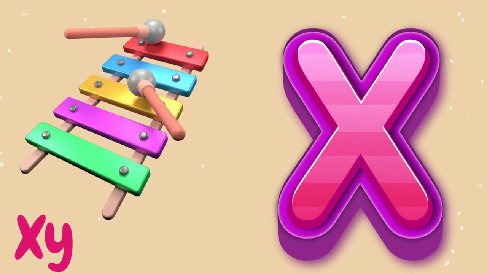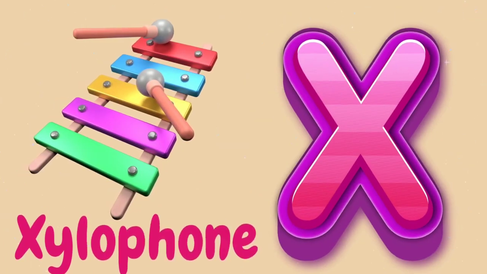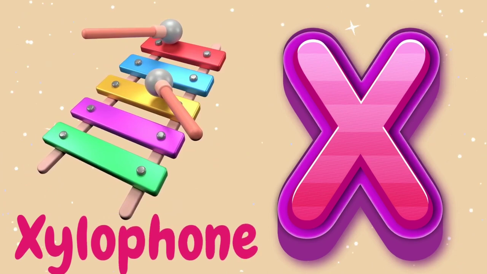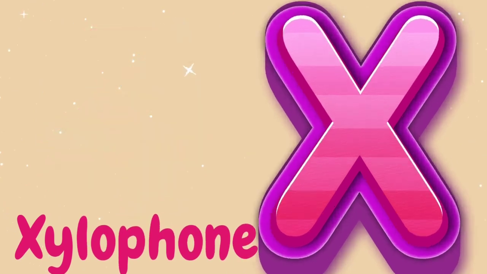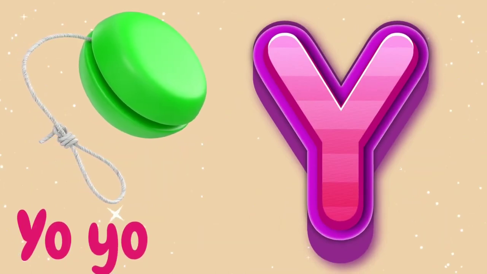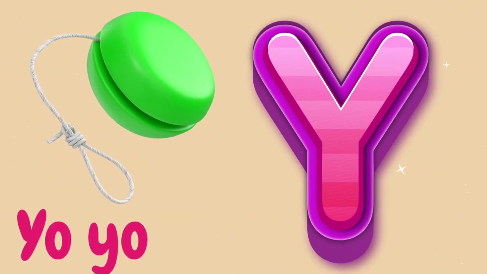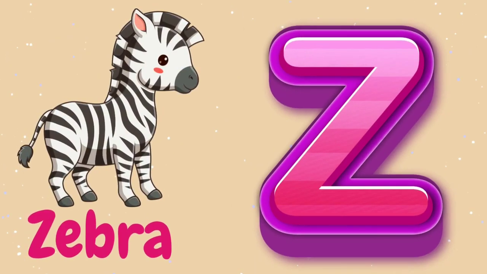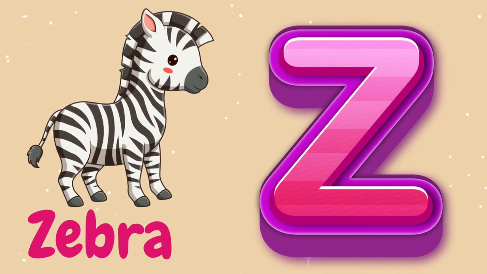X is for xylophone. X, x, x, x, xylophone. Y is for yo-yo. Y, y, y, y, yo-yo. Z is for zebra. Z, z, z, z, zebra.